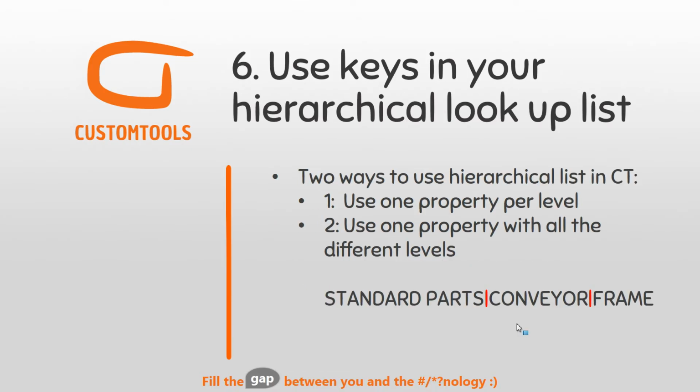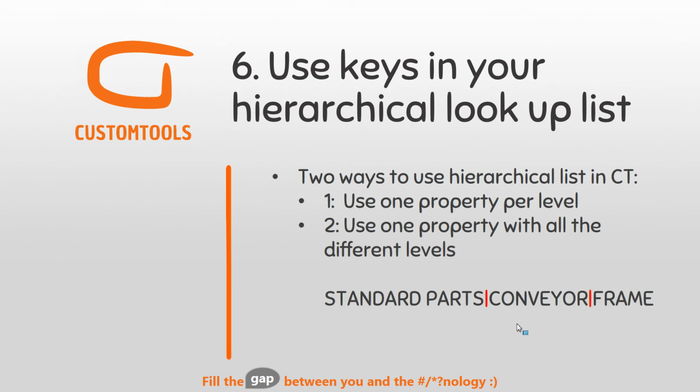Use case in your hierarchical lookup list. There are two different ways how you can use hierarchical lookup lists in custom tools. One possibility is to use one property for every level. The main benefit of that approach is that you can write specific property value per level. On the other hand, you have to jump between multiple properties, and it's not so user-friendly. The second approach is to use one property where you can navigate between the different levels.